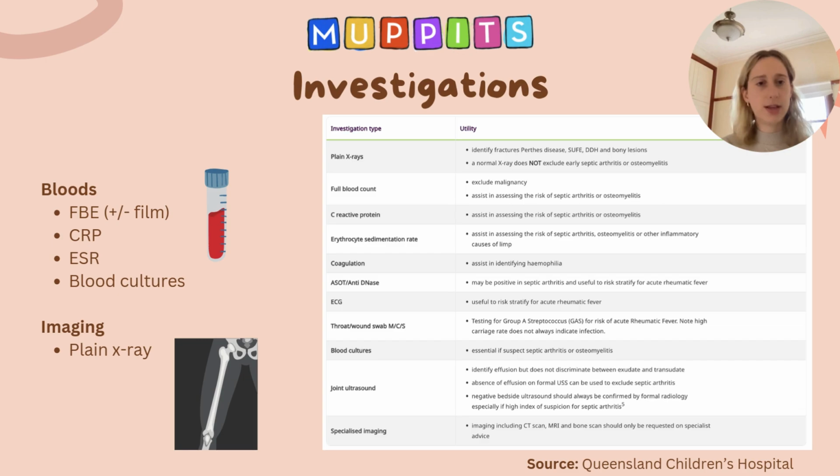This can help us look for things like fractures, also Perthes disease, so that's avascular necrosis, and the SUFI as well, which I'll show you a photo of later. And the resource on the right-hand side of the screen is just some more investigations that you might see being performed for a child with a limp. I won't go through all of them, but this is another source from the Queensland Children's Hospital, which is quite helpful. And feel free to take a look at that if you'd like any more information on any of the other investigations.